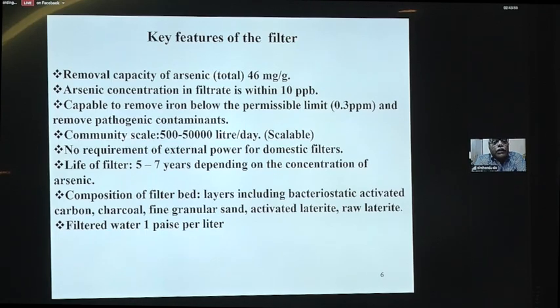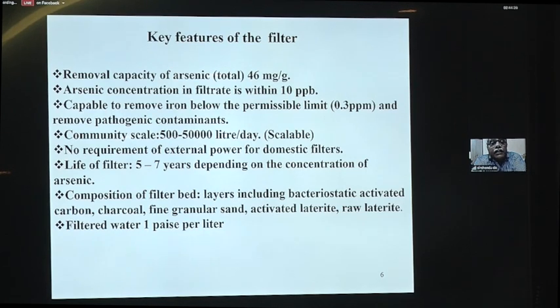It is capable of removing iron below its permissible limit. Actually, for any adsorption-based media, one has to put up an iron removal unit at the upstream. Otherwise, the whole filter will be choked. So, in the same unit, we can remove iron, arsenic, and bacterial contamination, because laterite itself contains lots of iron compounds, so they can remove the bacteria.